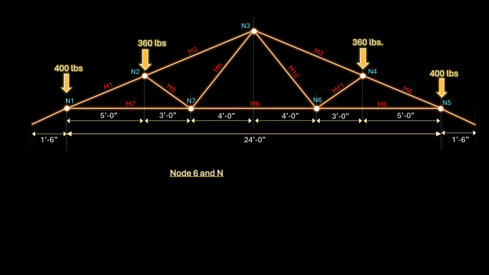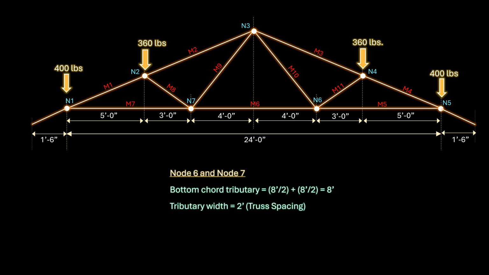Let us consider node 6 and node 7. The bottom chord tributary length is 8 feet and the tributary width is 2 feet since the trusses are spaced at 2 feet on center. The loading is 8 feet times 2 feet times 20 pounds per square foot, which is 320 pounds.